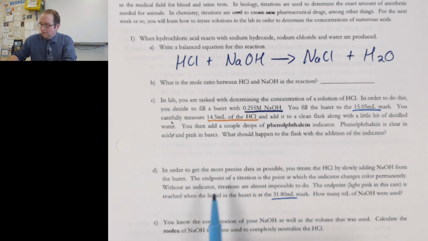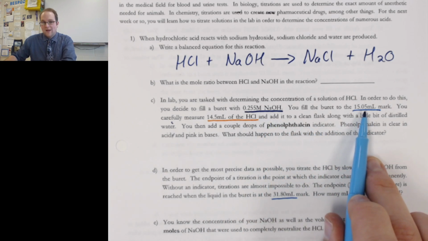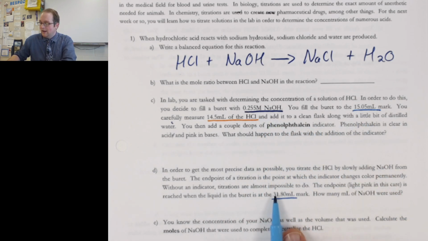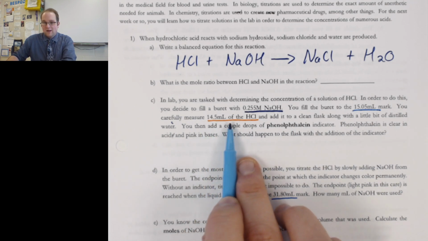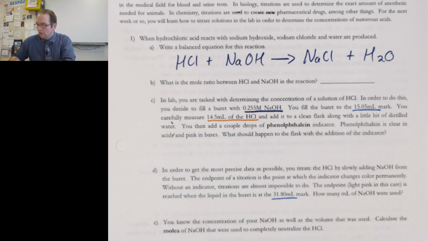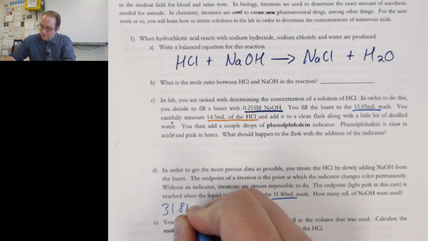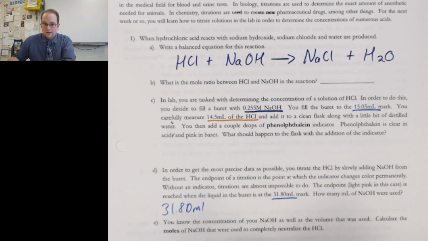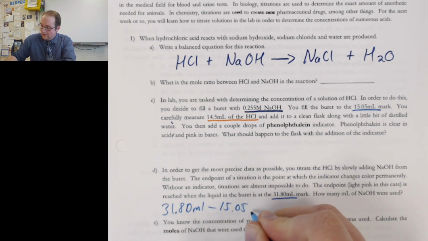So it's asking us how much NaOH were we asked to find here. So we have to think about, hey, this was our molarity. This is where our burette started at, and this is where it ended at. And so you might be tempted to include this number here, but that is not of the NaOH. That is of the HCl. So to find our total amount of NaOH that we used, we're going to take that 31.8 milliliter endpoint and subtract it from the initial 15.05 milliliters.